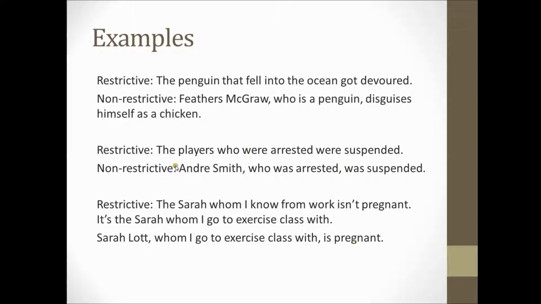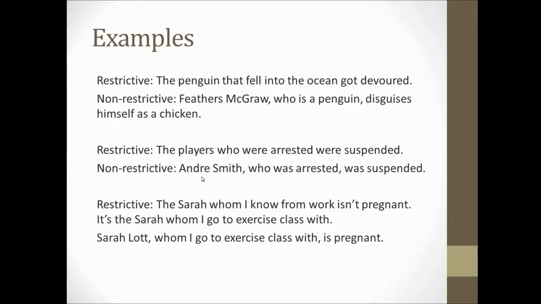Here's another example. The players who were arrested were suspended. Which players were suspended? Well, the ones that were arrested. So that information tells us which players the rest of the sentence is talking about. In the non-restrictive sentence, however, we say Andre Smith, who was arrested, was suspended. His name identifies him. The fact that he was arrested is not the thing that tells us who he is. It just tells us something else about him, some additional information, but it doesn't tell us who he is. His name tells us who he is.